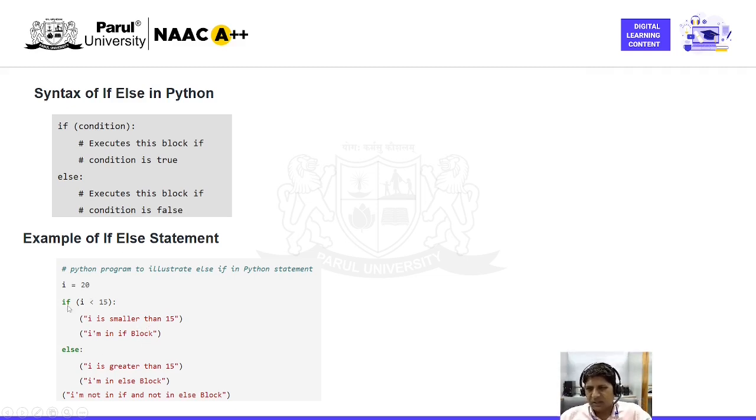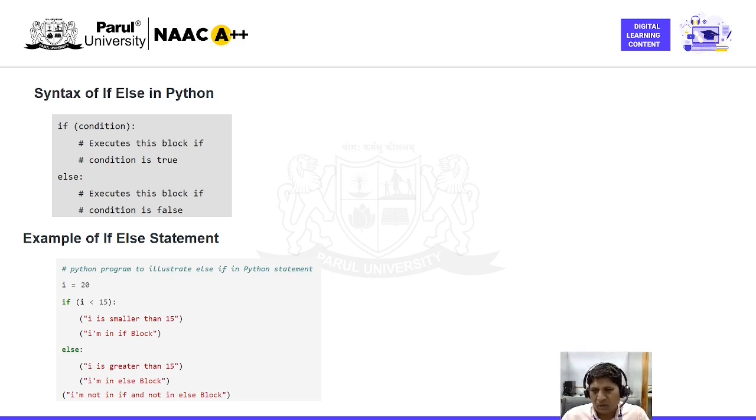For example, I equal to 20. If the value of I is less than 15, then the message printed here is I is smaller than 15.